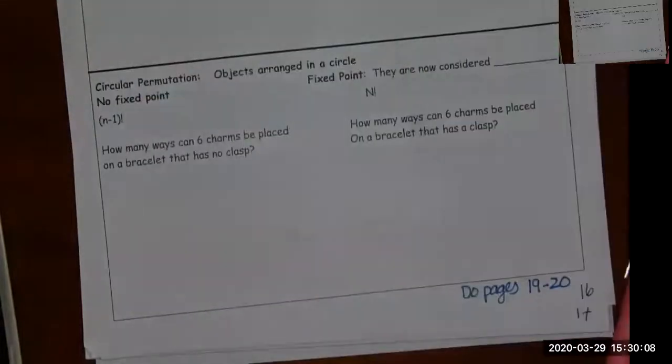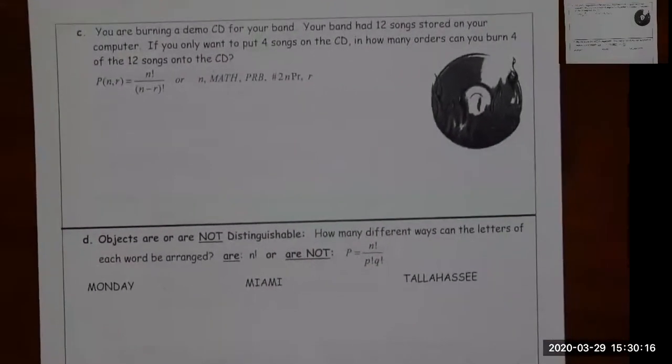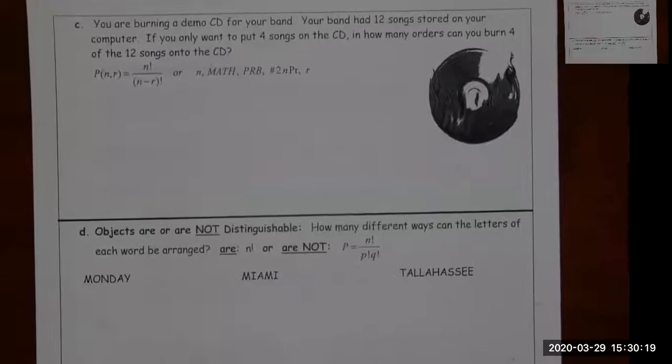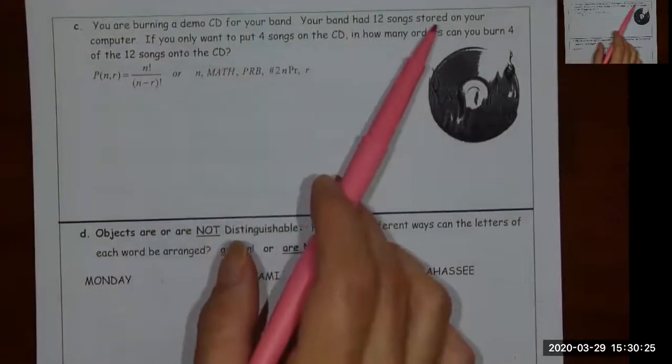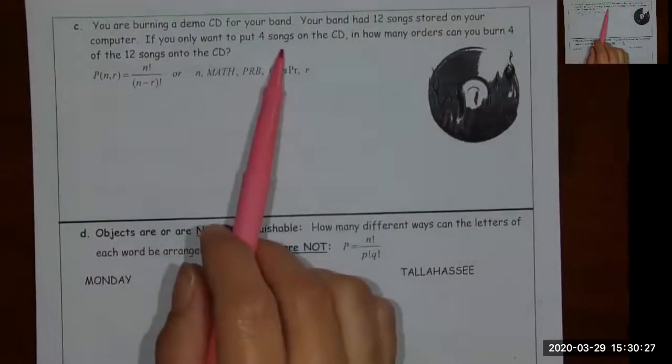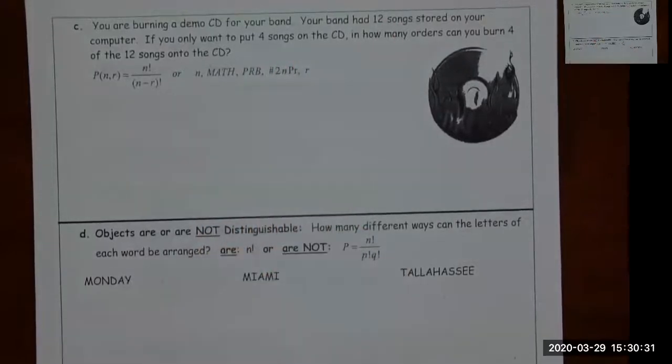Okay, let's look at a couple more. We're almost done. Here's one. I don't even know if you guys burn CDs anymore, but let's just say you're making me a playlist because I'm home bored over the break and you want me to listen to some good music. So you're making me a playlist and you have 12 songs. You only want to put 4 songs on, in this case, the CD. How many orders can you burn 4 of the 12 songs onto the CD?